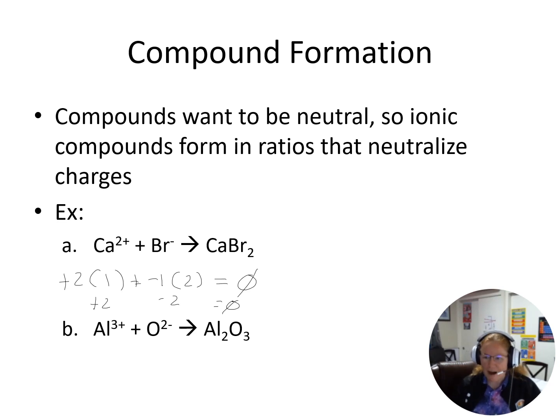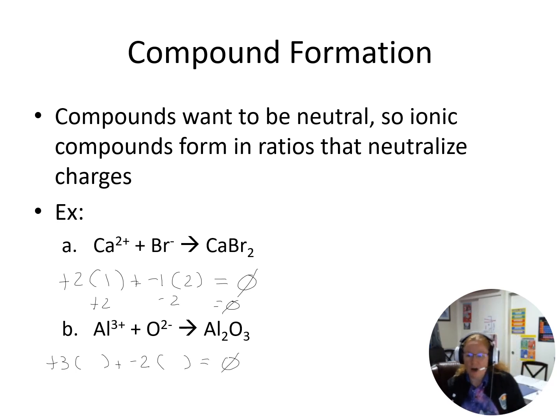Now my aluminum oxide down here. Aluminum's at a +3, and I have some number of them. My oxygen's at a -2, some number of them. I have to equal 0. So for 2 and 3, the common number both of those divide into is 6. So 3 times 2 gives me 6, and 2 times 3 gives me 6.